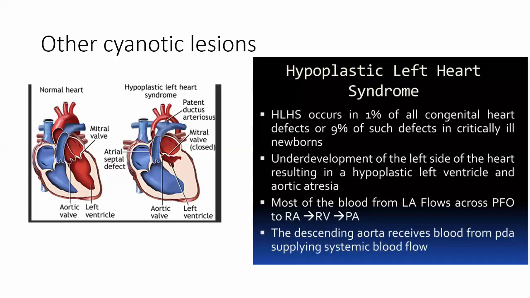So this is the hypoplastic left heart syndrome. It usually includes a group of closely related anomalies characterized by hypoplasia of the left ventricle, atresia or critical stenosis of the aortic or mitral valves, and also hypoplasia of the ascending aorta and aortic arch. The left ventricle is usually small and non-functional or totally atretic. So neonates with hypoplastic left heart syndrome become critically ill within the first few hours of life.